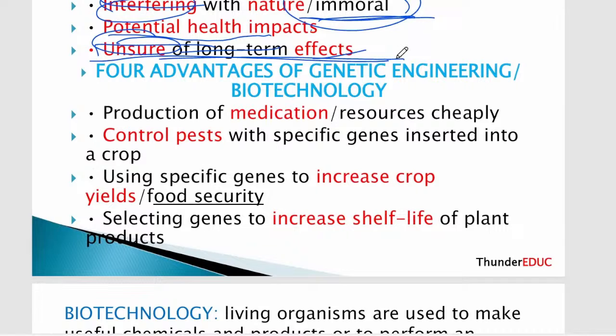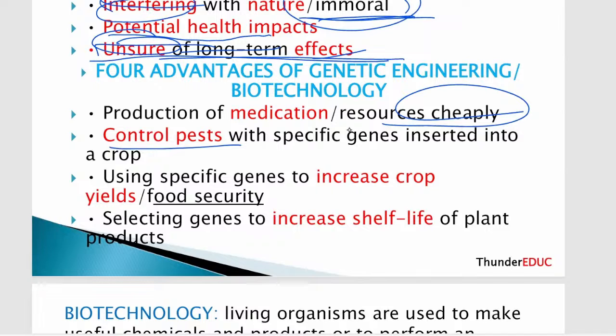Advantages. Number one, production of medicine. We can use genetic engineering to produce medicine. Most of the medicines are being produced by genetic engineering, and we use these resources cheaply so that you can take the medicine a little bit cheaper. Number two, we can use genetic engineering to control pests.